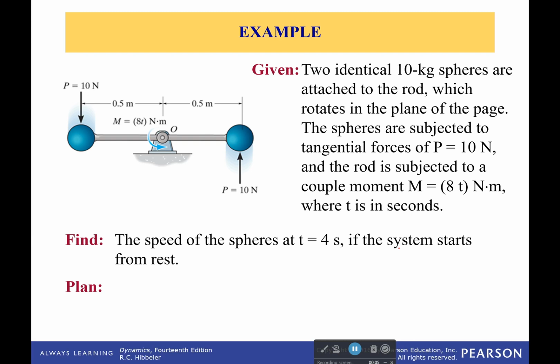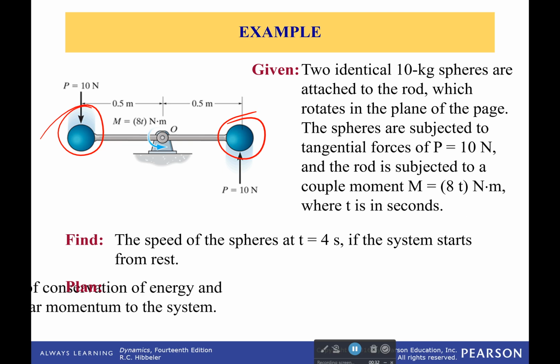We have two identical 10 kilogram spheres, right here and right here, and they're attached to this rod which rotates in the plane of the page. Now the spheres are subjected to a tangential force of 10 newtons, and the rod is subjected to a couple moment of 8t newton meters, where t is in seconds. We want to know the speed of the spheres at t equals 4 seconds if the system starts from rest.